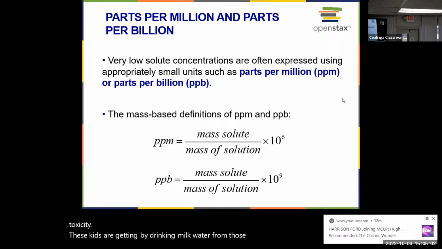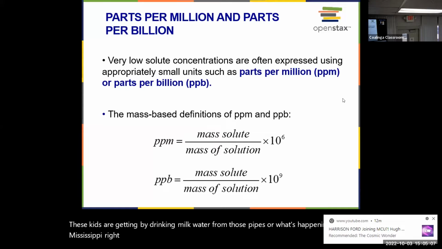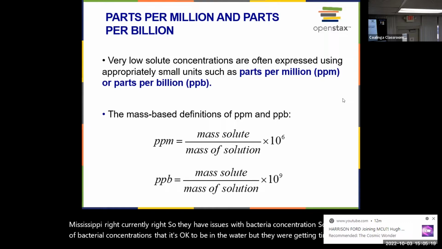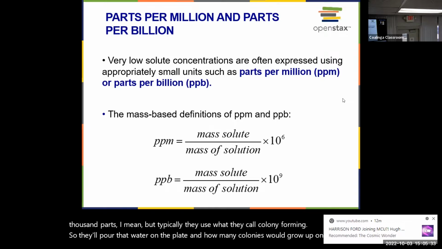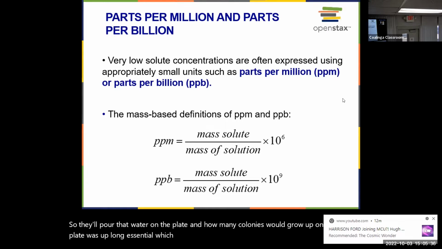Or what's happening in Mississippi currently. They have issues with bacteria concentration. There's a level of bacterial concentration that's okay to be in the water, but they were getting well above parts per million. We're talking about 7,000, 8,000 parts per million. But typically, they use what they call colony forming units. So they'll pour that water on a plate and see how many colonies grow on it. Well, the plate was a lawn, essentially, which means that you have a huge amount of bacteria.